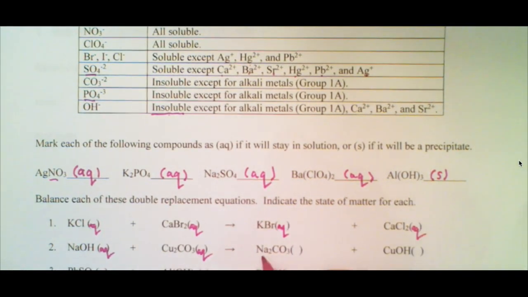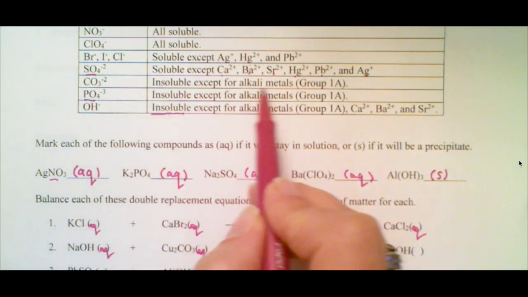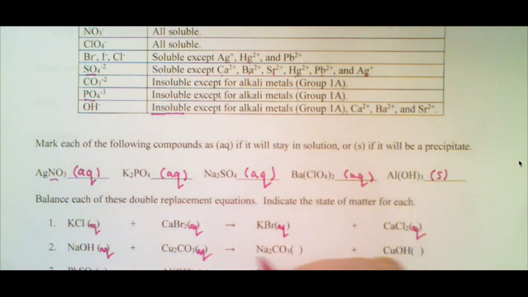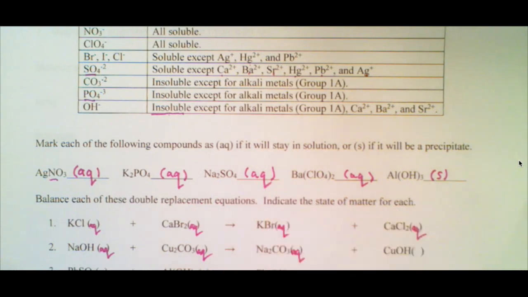Let's take a look at sodium carbonate. Everything is insoluble except for alkali metals. Well, this is an alkali metal. It's in group 1. So I'm going to write down AQ.